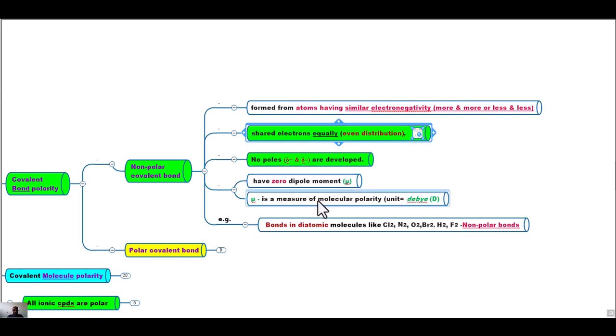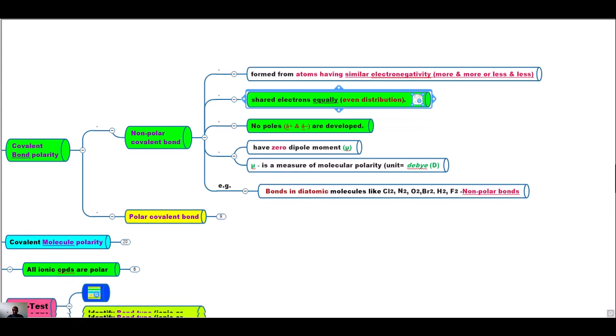Dipole moment is a measure of molecular polarity, and its unit is debye. For example, the bond in diatomic molecules with the same atoms, the bond between the same atoms, that is a diatomic molecule. This is nonpolar. Another thing is polar covalent bond.